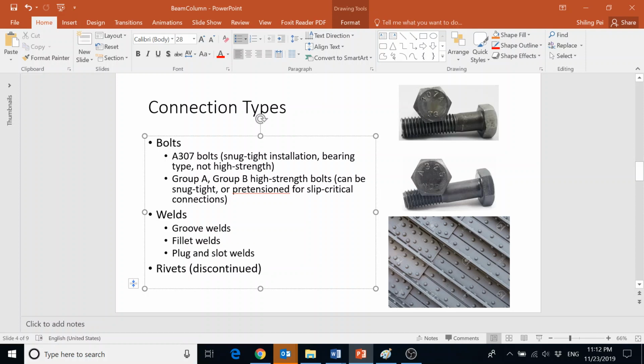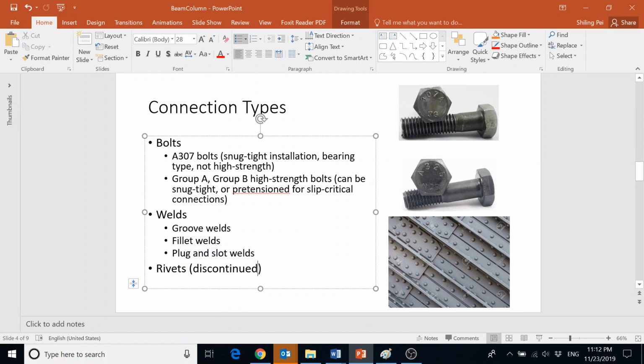Not that you would want to, but if you have to do it, that means you're doing some old buildings, some forensic engineering on old bridges where they actually have rivets. You need to dig out and find another special code for rivets, which is referenced in this AISC manual, but the details are in a different book. We're not going to talk about that. So we're going to talk about bolts.